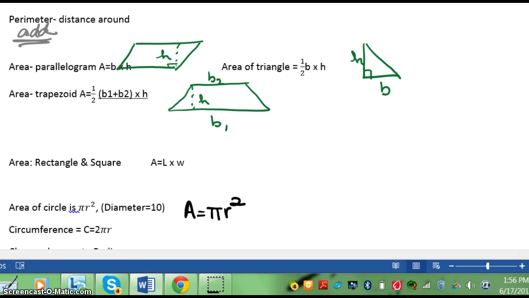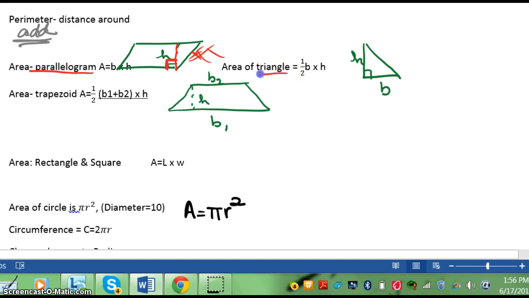Now, of these, you want to make sure that you have this down. Area of a parallelogram, base times height. The height is this part that makes a 90-degree angle with your base. Not out here, that's not the height. The height makes a 90-degree angle with your base. So the area of a parallelogram is base times height.